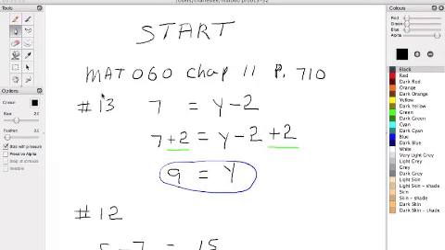Alright, we're going to start with several basic algebra problems here and demonstrate the method of manipulating terms around so that we can eventually isolate the variable. What we want to do is isolate the variable, get it on one side by itself, and once we have done that, then we will have solved for the value of the variable. In this case here, we have 7 is equal to y minus 2.